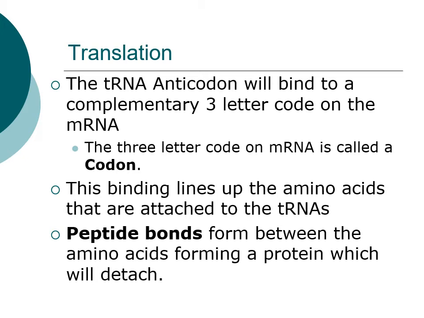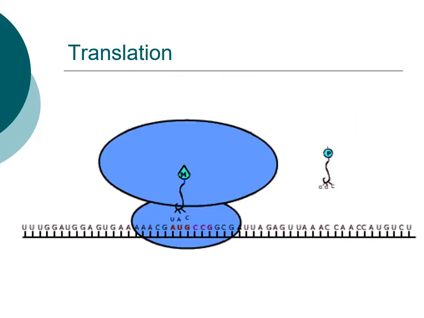So again, at the beginning of the year, when we learned organic compounds, we talked about proteins being polypeptides. So that's how we get a polypeptide, is having many peptide bonds between all those amino acids. So all these bonds form, and then your protein will detach, and then after that it curls up.